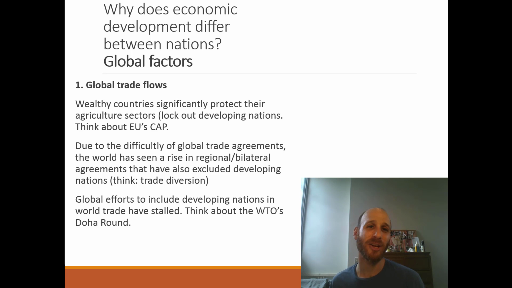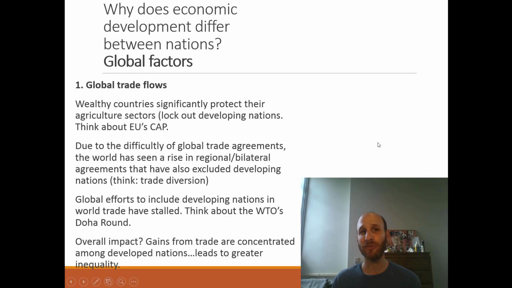The other point here is that global efforts to include developing nations in world trade have stalled. Think about the WTO's Doha round and the limited success that had in trying to include developing nations more in trade. So the overall impact? Well, economic development is going to be different between nations because the gains from trade are concentrated among developed nations. And this leads to greater inequality.